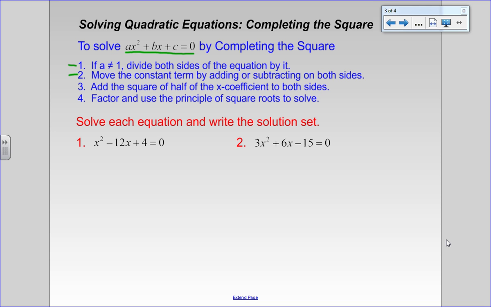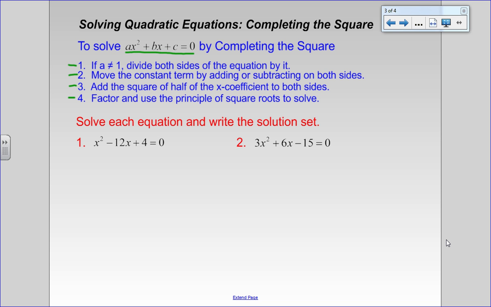The goal of these first 2 steps is to set up the left-hand side of the equation as a binomial so that we can proceed to complete the square on that binomial. That's step 3. To complete the square, we add the square of half of the x coefficient to both sides. This will create a perfect square trinomial on the left-hand side, so then we can proceed to step 4, and we factor and then use the principle of square roots to solve the equation. Let's look at some examples.